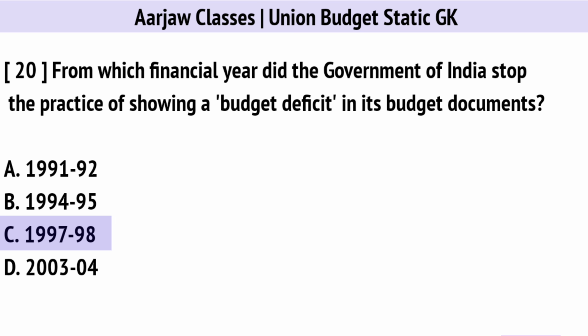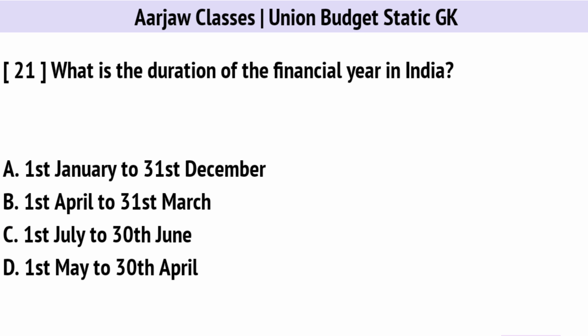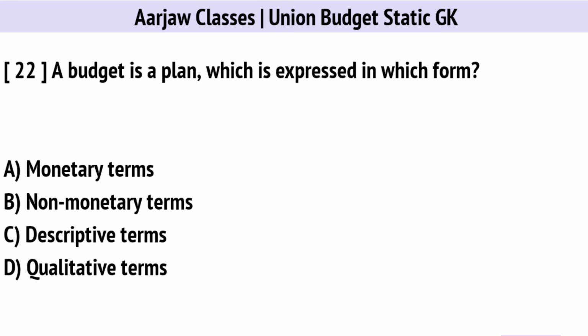1997 to 98. What is the duration of the financial year in India? Correct option is B. 1st April to 31st March. A budget is a plan which is expressed in which form? Correct option is A. Monetary terms.